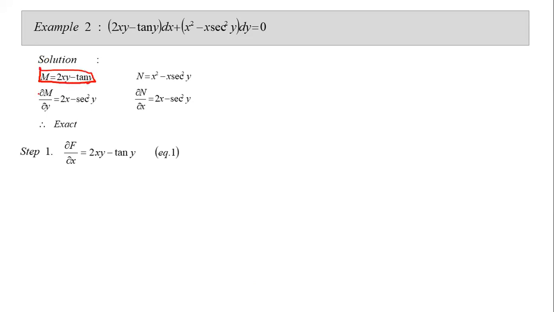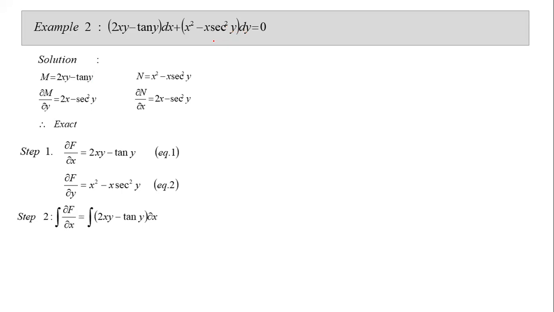All right. And then df dy is x squared minus x secant squared y dy. All right. And then step 2, we integrate df dx partially. So equals the integral of 2xy minus tangent y dx.